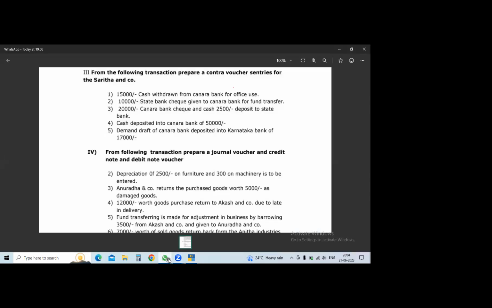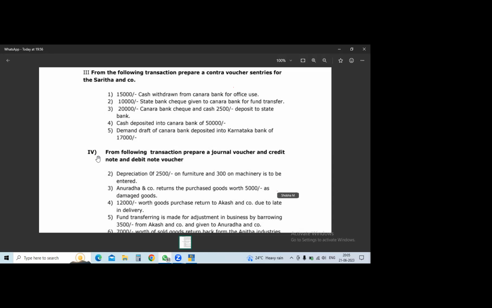20,000 Canara Bank check and cash deposited to State Bank. So what will be the journal entry for this one? Canara Bank debit, ma'am, to cash account debit, then State Bank account. No, read the question once again. Canara Bank check 20,000 and cash, State Bank is the receipt. State Bank debit to Canara Bank and cash account, ma'am.